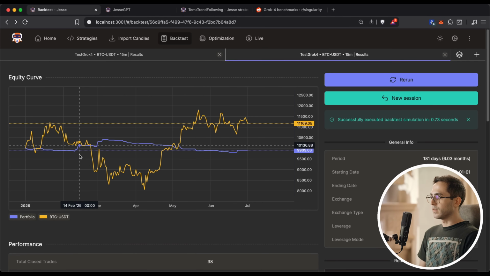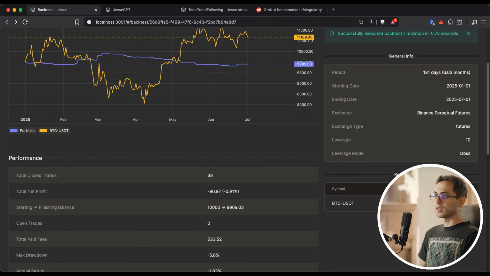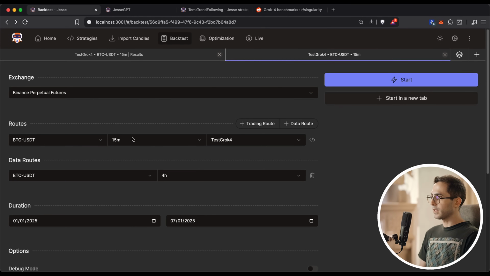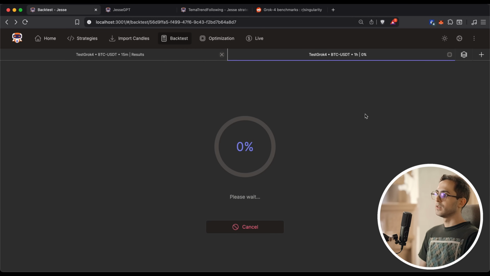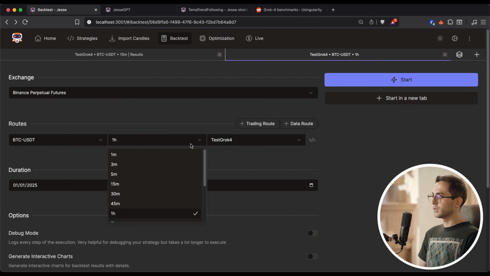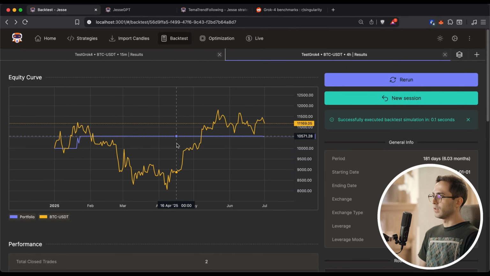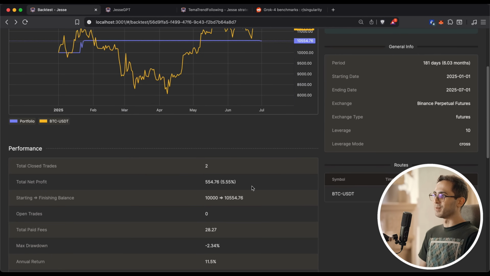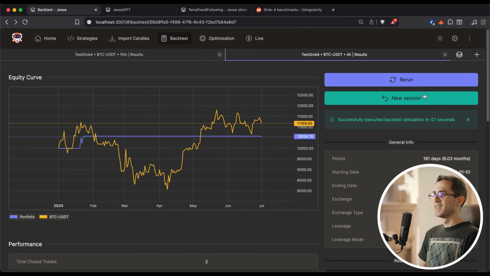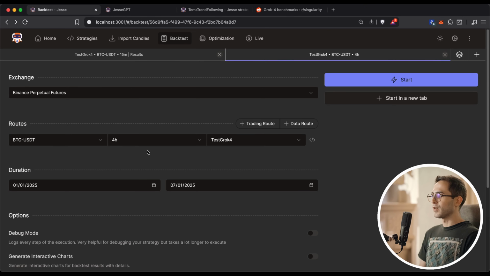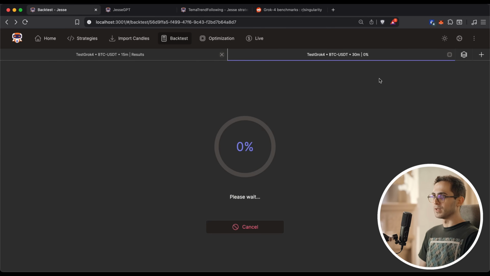All right, so this is good, especially that we are trading it with the 15 minutes. If I go back and let's say we run this with hourly, okay, same numbers. Let's also try 4 hours. Now we ended with a profit, but it only took 2 trades. So let's also try 30 minutes because I'm really curious.